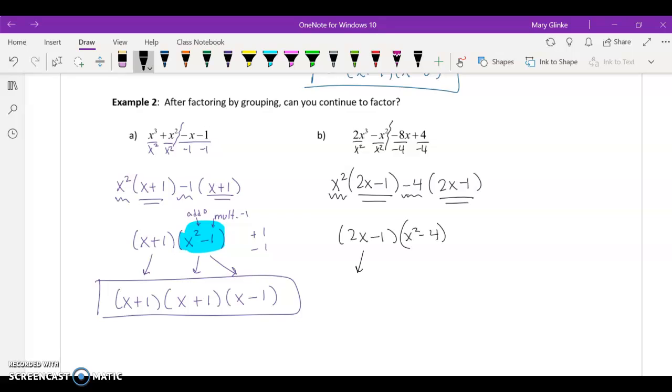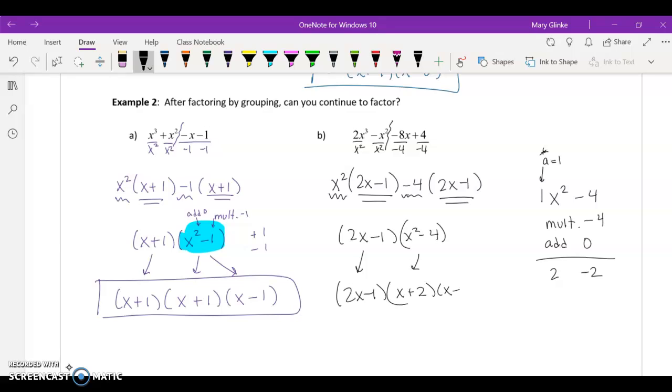Now, 2x minus 1 by itself doesn't factor anymore. There's no GCF or anything else we can do, but x squared minus 4 does continue to factor. So we're looking for what multiplies to get -4 and adds to get 0. So as you think through your number pairs, 2 and -2 works. So you can either do split middle term or you can use the shortcut because our a value is 1. So we can write this as x plus 2 and x minus 2. And if you would have used the difference of two squares, you would have gotten the exact same thing.